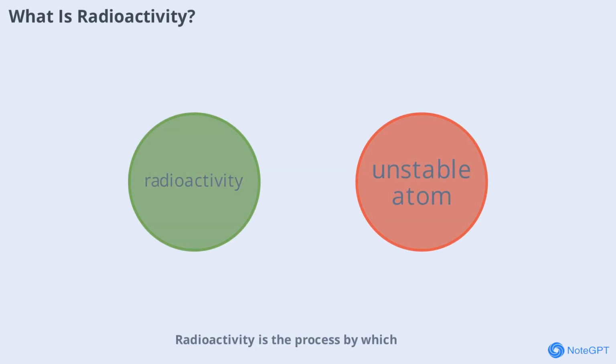Radioactivity is the process by which unstable atoms lose energy by emitting radiation. This radiation can come in different forms, such as particles or electromagnetic waves. When an atom is radioactive, it means its nucleus is unstable and will eventually change to become more stable. This change is what we call radioactive decay. The process is spontaneous and cannot be controlled or predicted for a single atom, but it follows certain patterns when looking at large numbers of atoms.